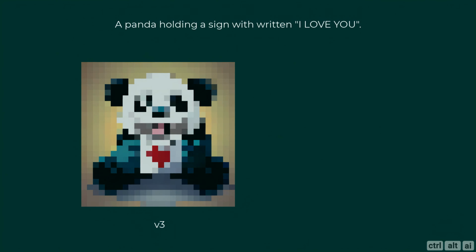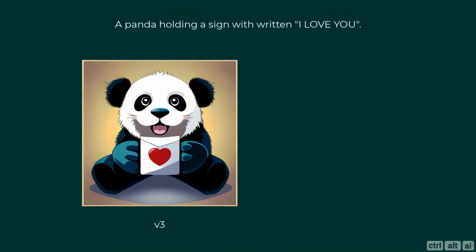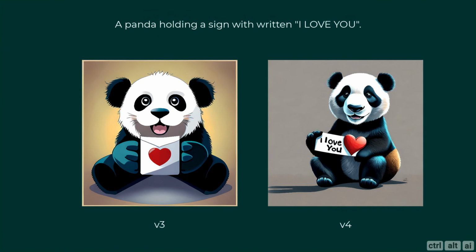The next prompt is very simple, and they have greatly improved it. Midjourney cannot do this at all. The prompt is a panda holding a sign with written, "I love you." I am very fascinated with AI-generated text. Adobe Firefly could do it very easily. What has improved in version 4 is that the whole text, "I love you," is clear and readable.